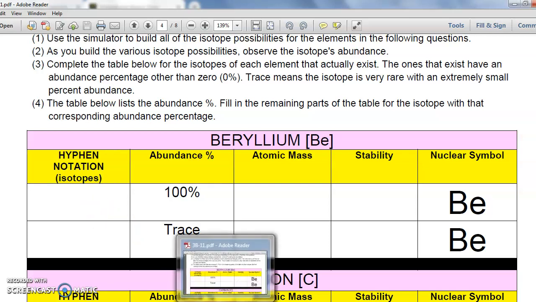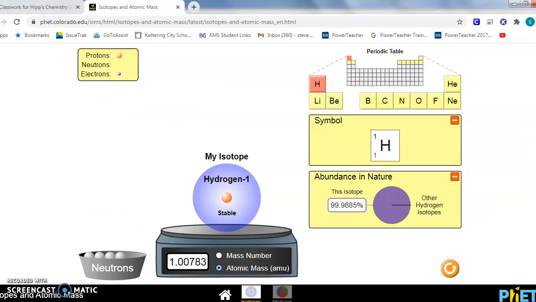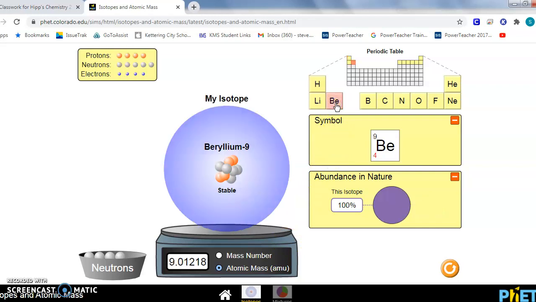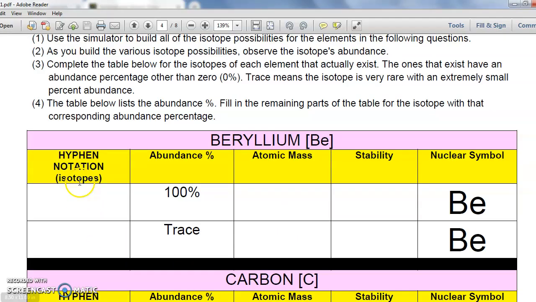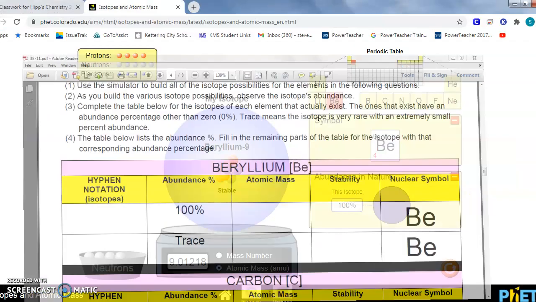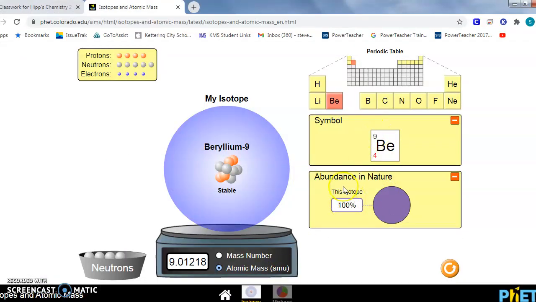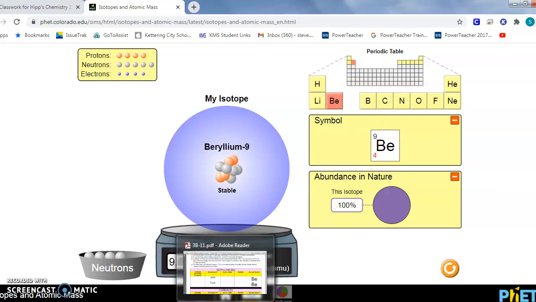So when you're doing this part, for instance, for beryllium, you'll come up here and click on beryllium. It looks like beryllium-9 has 100% of the abundance. So you would come back to the table. Write the hyphen notation. Beryllium-9 is 100%. You'll write the atomic mass and the stability, and then you'll write the nuclear symbol, which again is right here. There's your abundance, and there's the atomic mass.